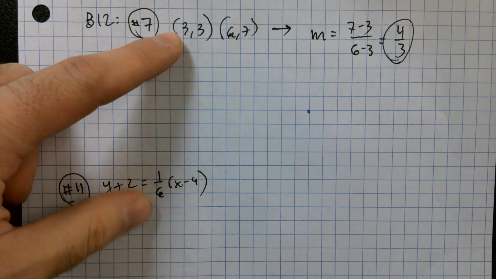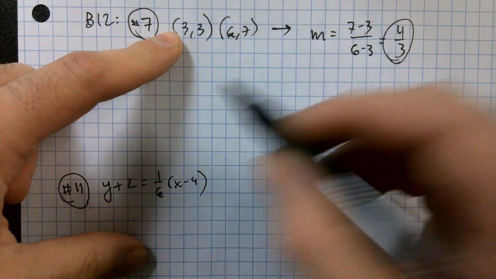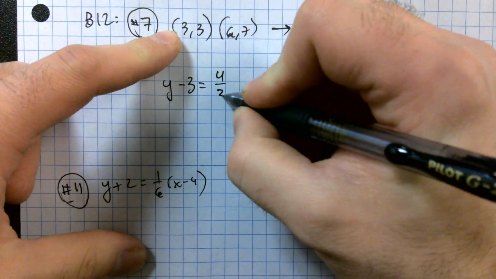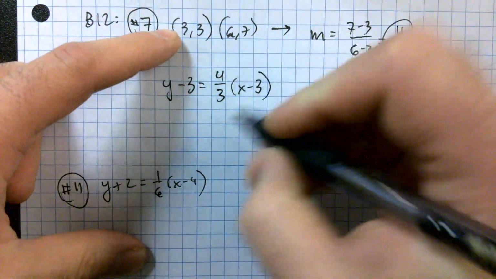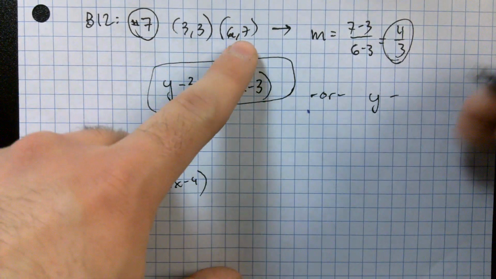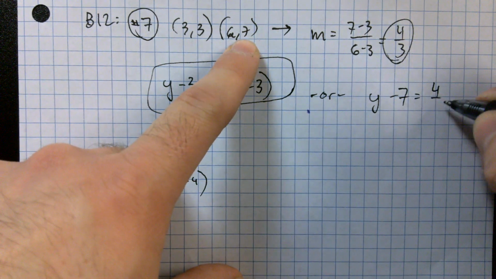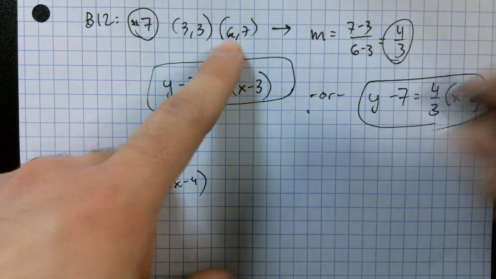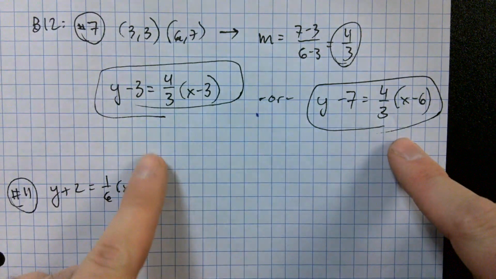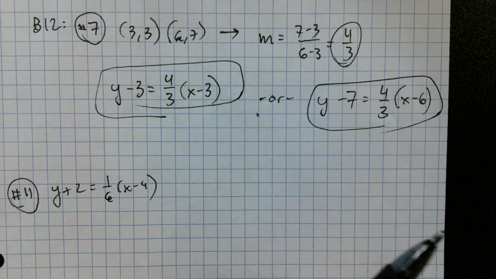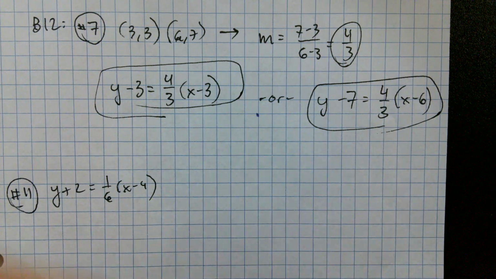Now I'm going to take one of my points, I'm going to take my m, and I'm going to plug them in. y minus y1 equals m times x minus x1. Or y minus y1 equals m times x minus x1. Depending on what point you used, you could have had 2 very different looking equations that when we simplify it out end up being the same thing. Okay, I got that. Okay.